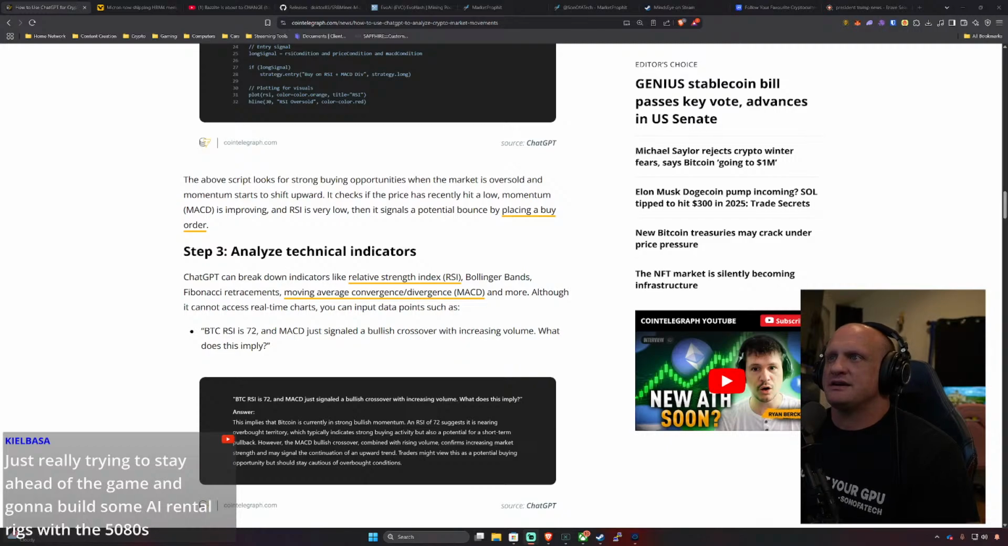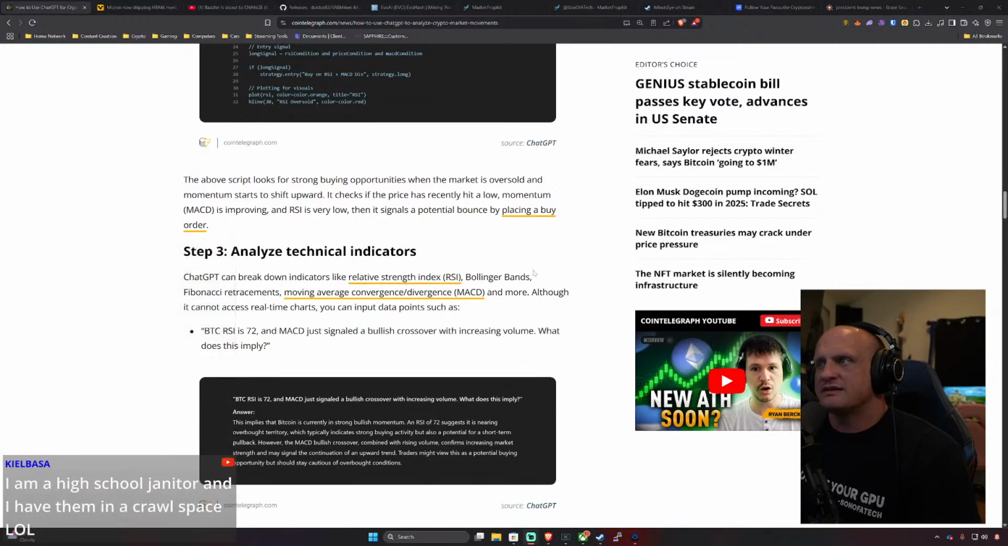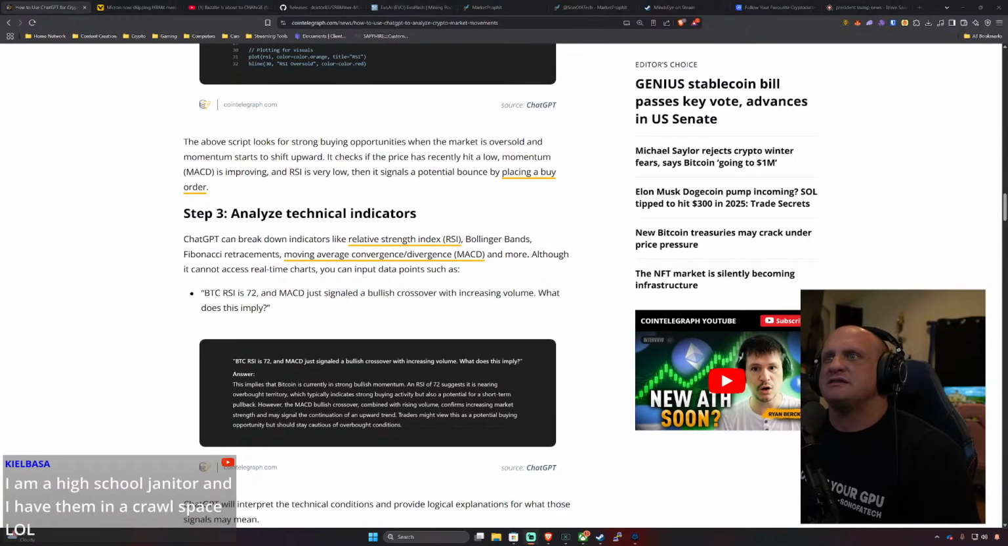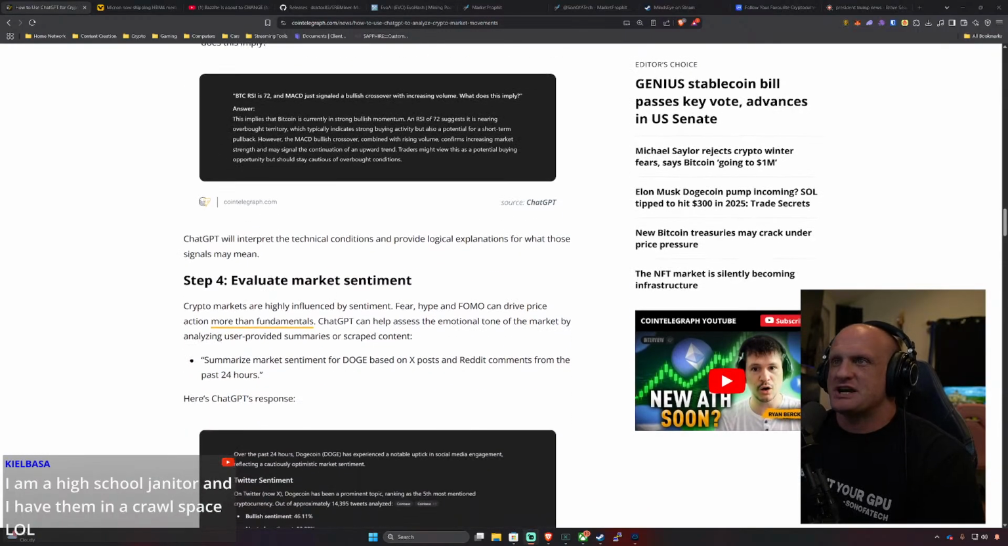So you can analyze the technical indicators. ChatGPT can break down the indicators like RSI, Bollinger Bands, Fibonacci retracements, moving average convergence divergence, and more. Although it cannot access real-time charts, you can input data such as BTC RSI is 72 and MACD just signaled a bullish crossover with increasing volume. What does this imply? ChatGPT will interpret the technical conditions and provide a logical explanation for what those signals may mean.